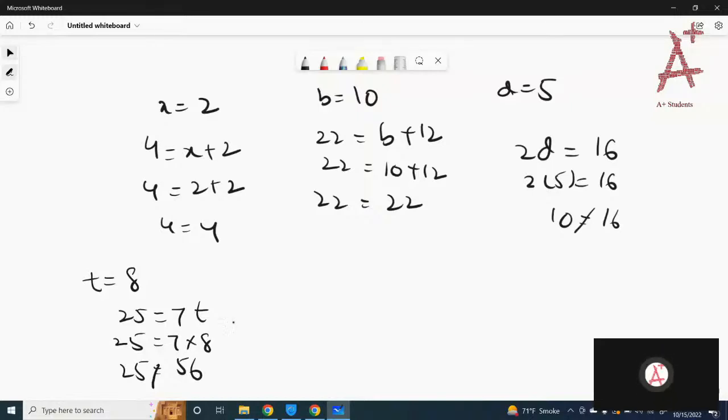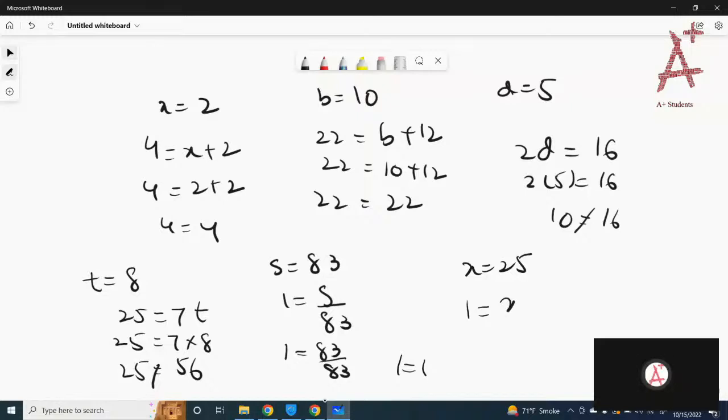Okay, the next one is s equals 83, a solution to this equation? So 1 equals s over 83. 1 equals 83 over 83, and 83 over 83 is 1. That means yes, this is the solution of the equation. Got it? Is x equals 25 a solution of the equation? 1 equals x over 25. It would be 1 equals 25 over 25, and 1 equals 1. Yes, this is the solution of the equation. Got it?